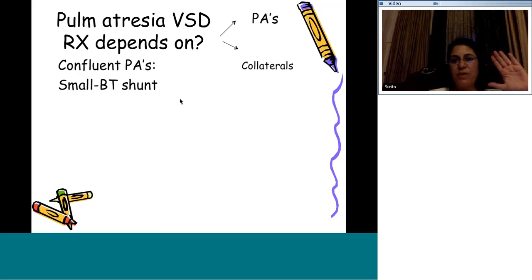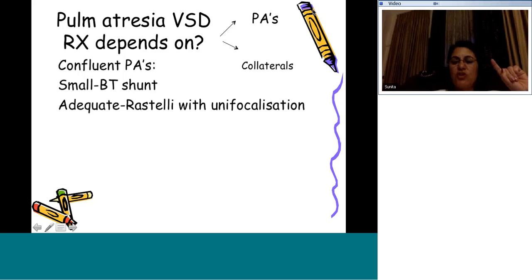So if they are good size, what are you going to do? Complete repair. What is the complete repair in pulmonary atresia VSD? It involves VSD closure, then what else? RV to PA conduit, and collaterals. You have to figure out what to do with the collaterals. So, unifocalization. If you have adequate PAs, you will do a Rastelli with unifocalization.